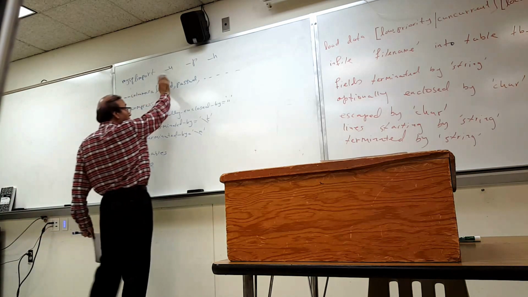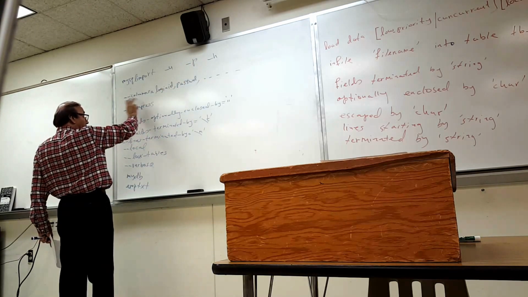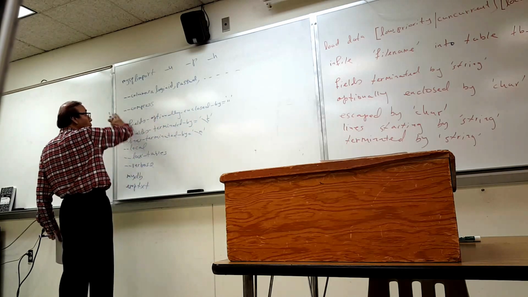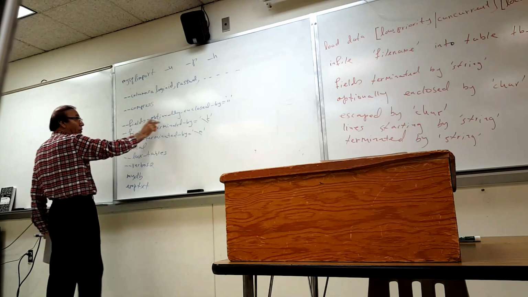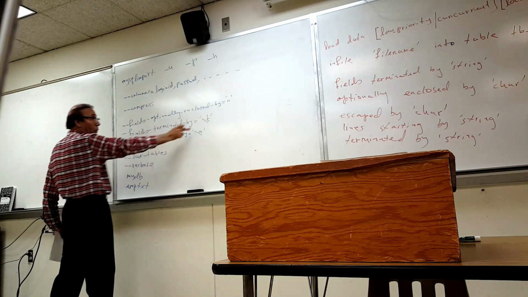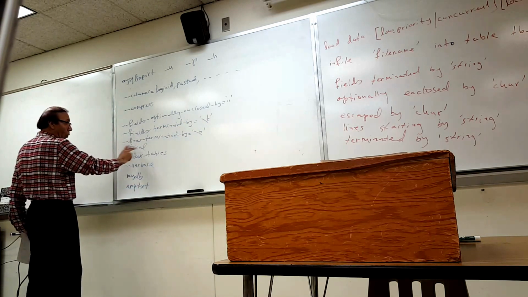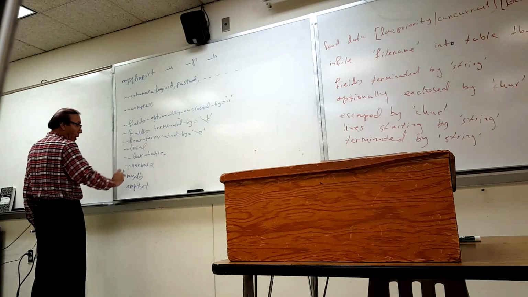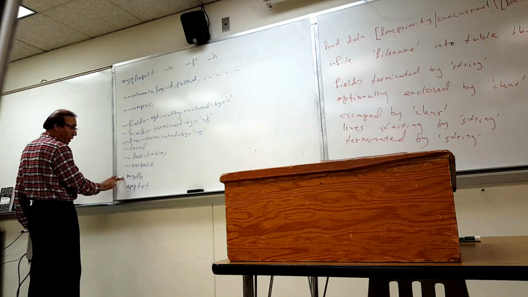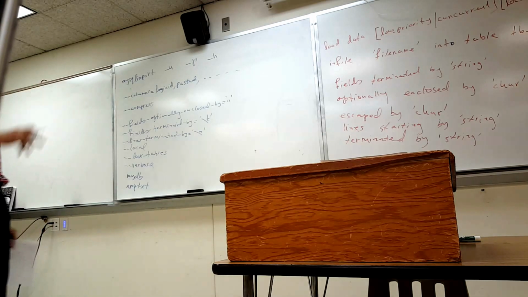MySQL import, user ID, password, dash dash columns equal this. If you need compress, if you don't put it, no compress. Dash dash fields optionally enclosed by this, if you want to have it. Fields terminated by this, if you want it. Lines terminated by that, if you want it. Local, necessary, you need to do that. Lock tables, good idea. Verbose if you want. Name of the database and name of the file, in this case /etc/passwd.